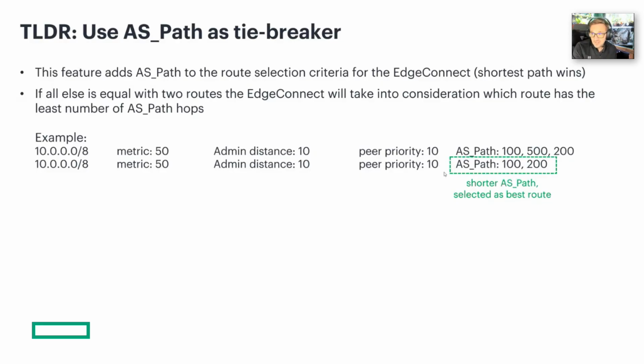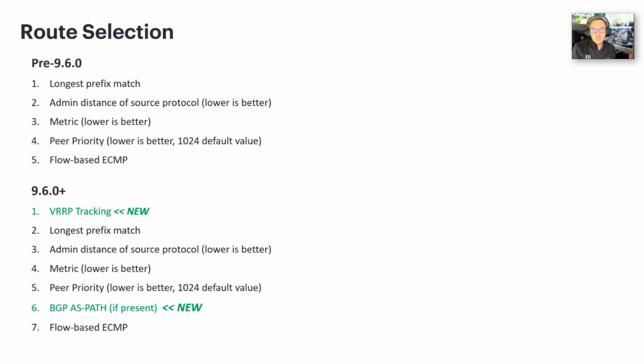But starting in 9.6, we will now use the AS path length as an indicator for which of these two routes would be better. This is an appliance-only feature. The orchestrator version doesn't really matter. You've got to upgrade the EdgeConnect to 9.6, which means you will have upgraded the orchestrator to 9.6 anyway. Starting in 9.6, there are actually two changes to the route selection mechanism.